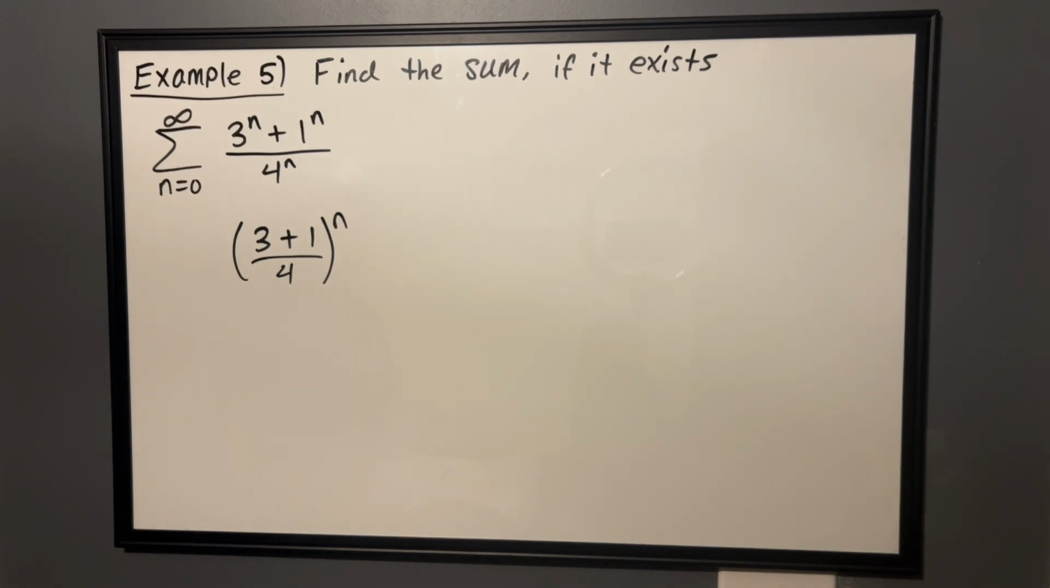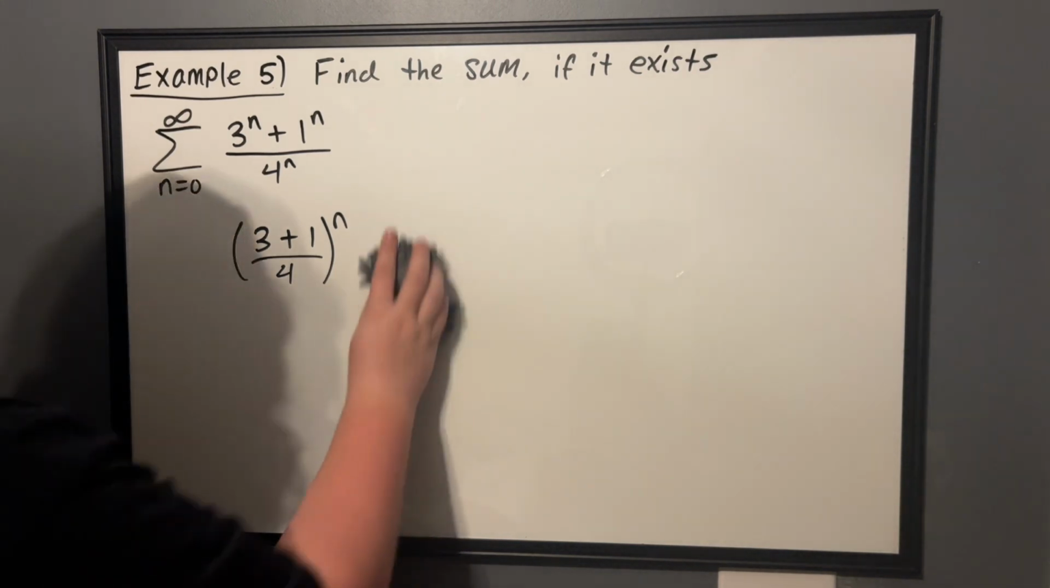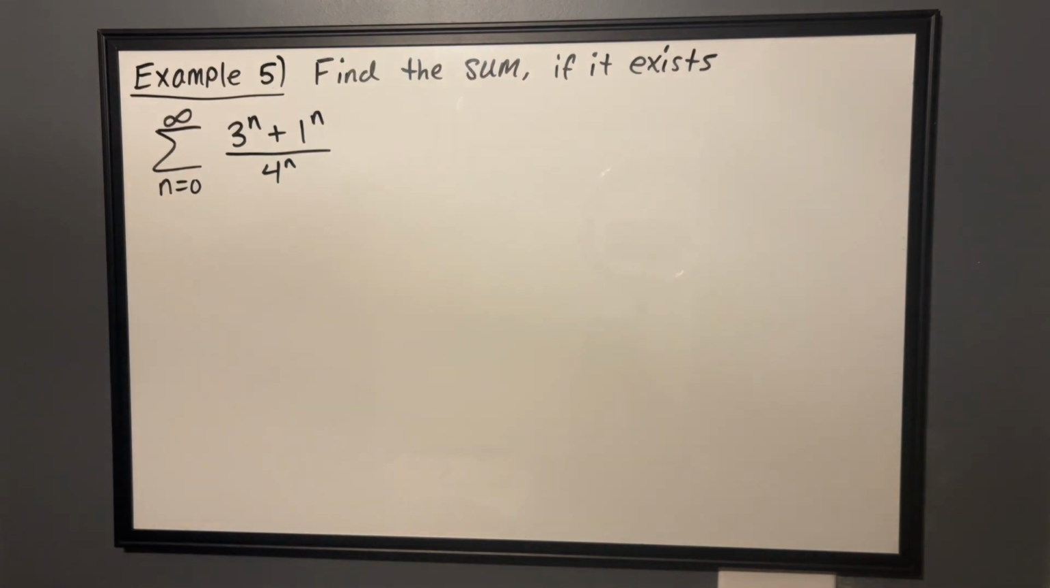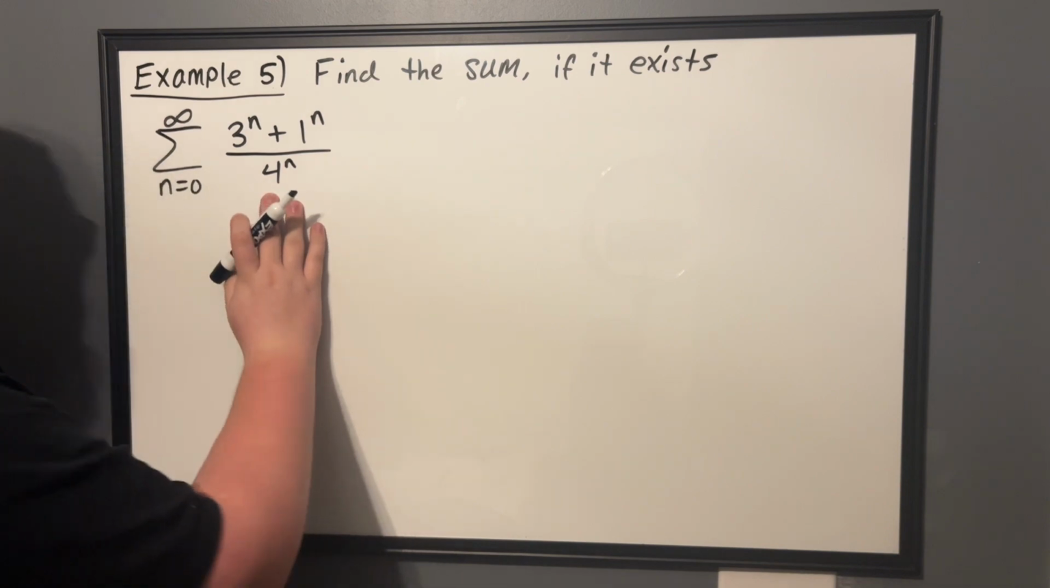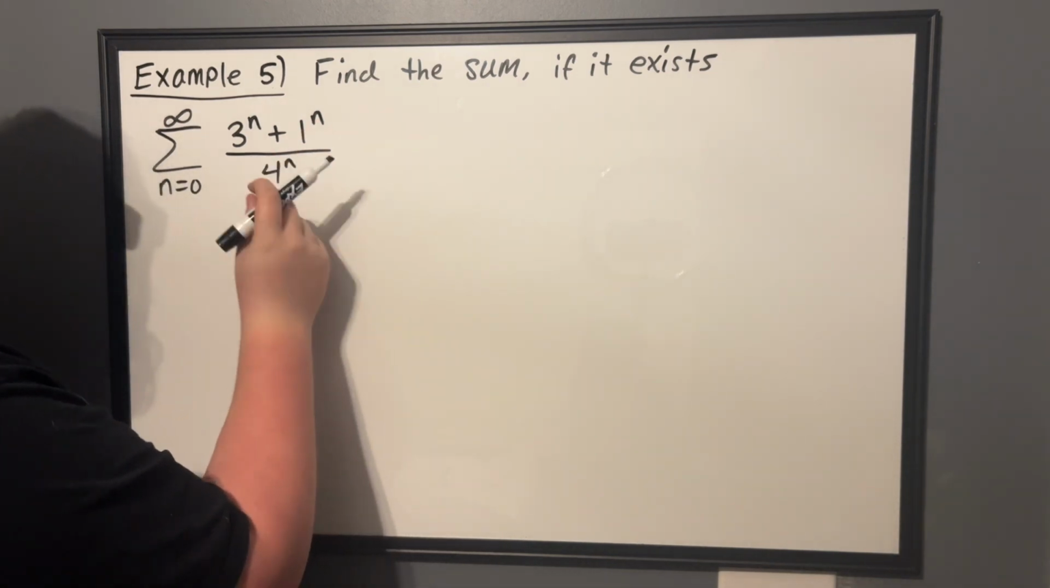But in this case, we actually don't have a divergent series here. So this is not how we would do this. What we do need to notice is that we only have one term in the denominator. So because of that, we can actually split this fraction up.